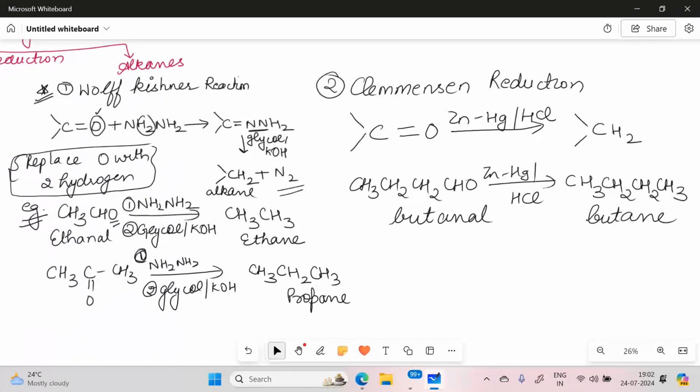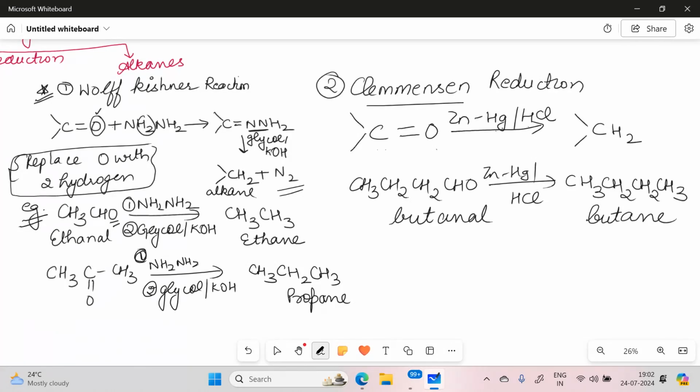Can you explain Clemmensen reaction again? See, Clemmensen reduction is when you have any aldehyde or ketone. It may be aldehyde or it may be ketone. When you react it with zinc amalgam, amalgam is an alloy with mercury. Zinc amalgam in the presence of HCl.